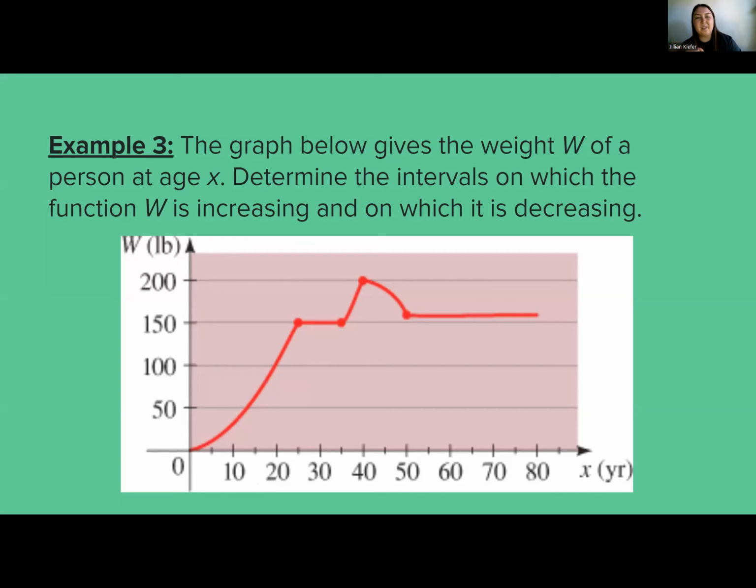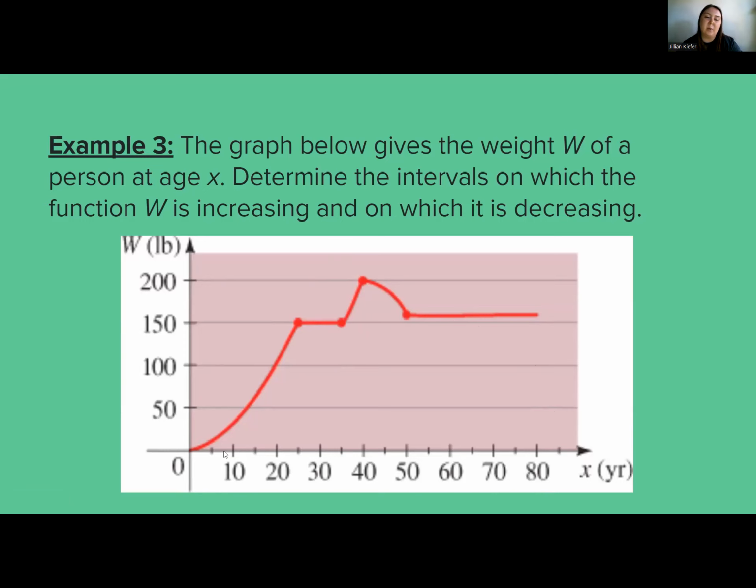So example 3, we have the graph below gives the weight W of a person at age X. We want to determine the intervals on which each function W is increasing and when it's decreasing. We're also going to have areas where there is no change, and we're going to write that out as well. But we're just looking at when is it going up, when is it going down, and when was there no change at all. So if we look at this function, and remember always reading from left to right, so we start at 0 and we're going to end around 80 here. We're just going to say when it is increasing and decreasing, then we're just going to write our answers in our notes.